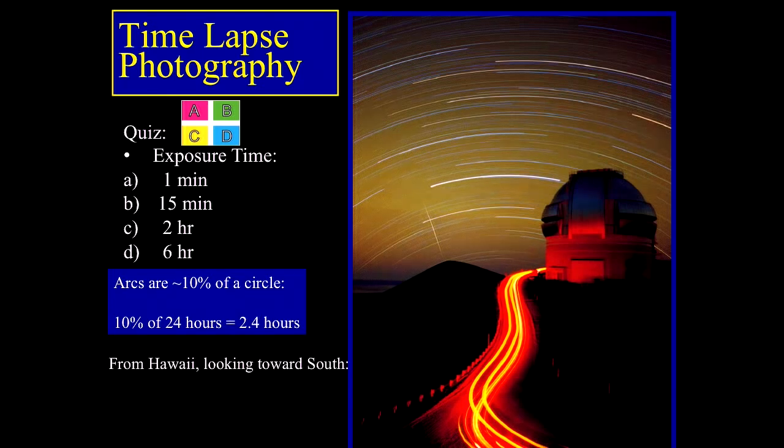I don't think D is plausible because D is 6 hours, and that's a quarter of a day. So during 6 hours, you should see a full quarter of a circle. And we don't see a quarter of a circle. We only see a fraction of the circumference. So I think it's either C. Yeah, it's got to be C. Is the only close answer, I think. Okay.